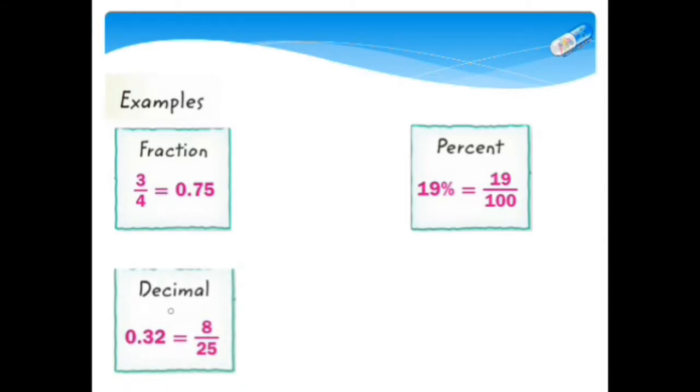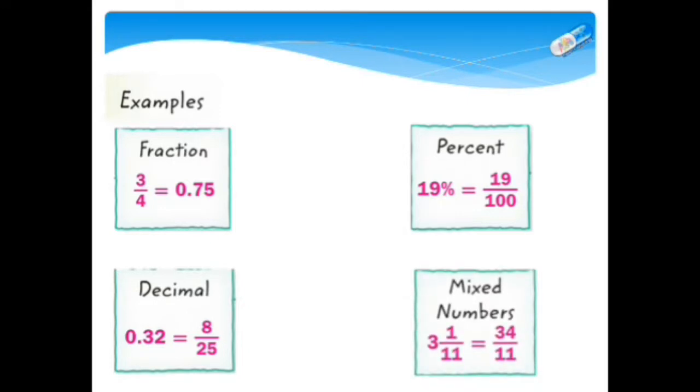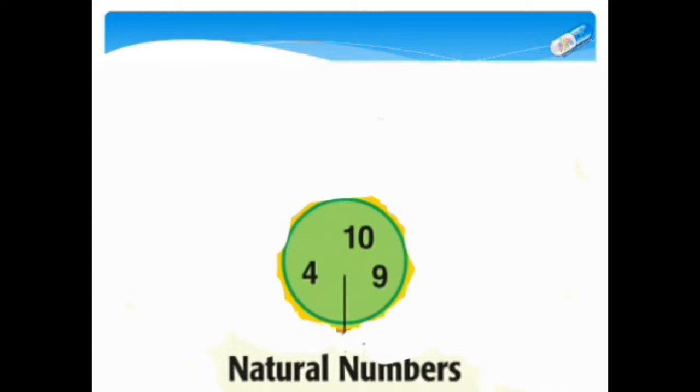Another example, a decimal. Also, decimals are rational numbers. Why? Because we can write them as a fraction. So we can transform, for example, 0.32, and we can write it as a fraction like this. Another example for rational numbers is mixed numbers. Mixed numbers are also rational because we can write them as an improper fraction in this way. In our video, we are going to learn how to write fractions as decimals and decimals as fractions.